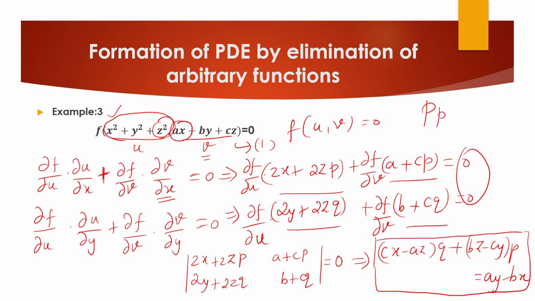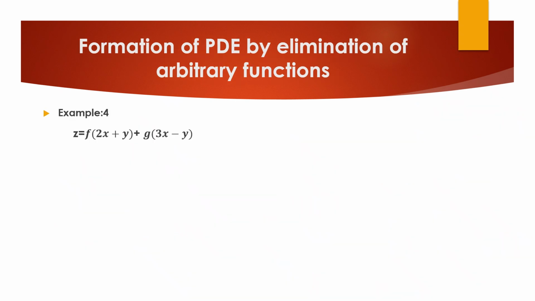Capital P into small p plus capital Q into small q is equal to R. So this form of PDE is known as Lagrange's form of PDE. So in this case, we obtain our resultant PDE in this form. So now let's see one more example.